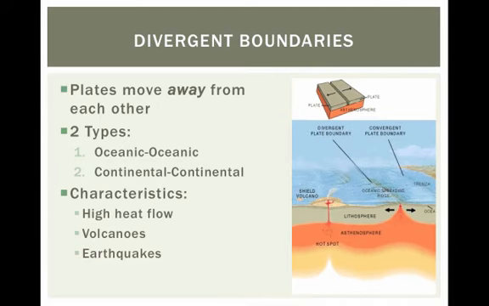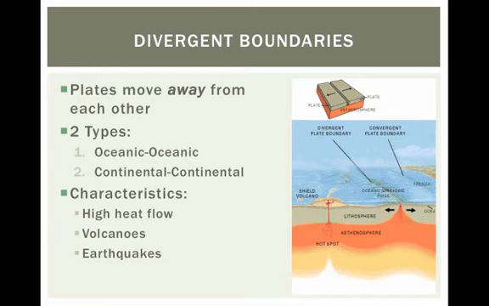So divergent boundaries are where plates are moving away from one another. There's two main types: oceanic-oceanic and continental-continental, and they're just what they sound like. With oceanic-oceanic, we have two oceanic plates moving apart from one another, which is what we see here with the oceanic spreading, and then continental-continental is where it's the continents that are moving apart from one another. Doesn't matter which example you have.